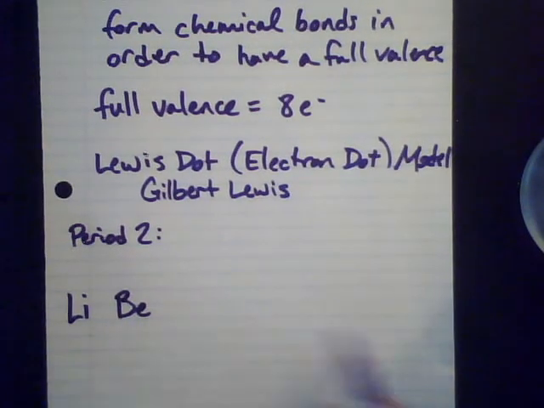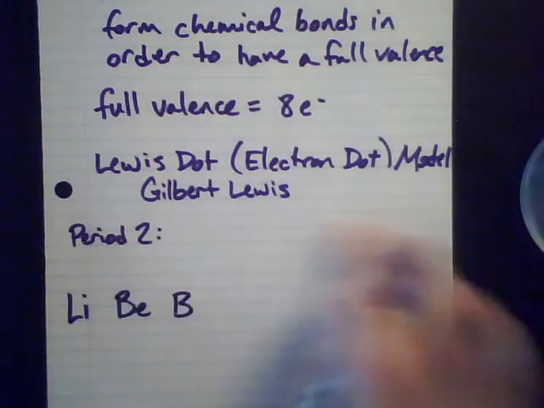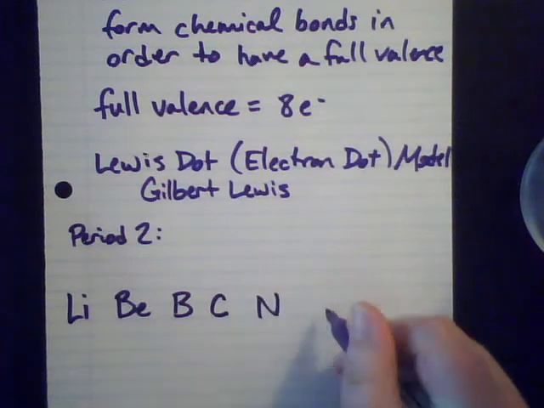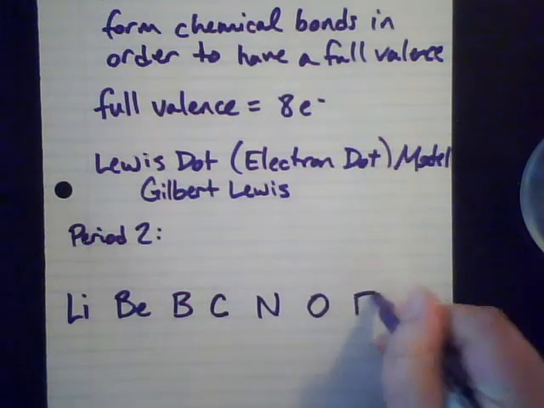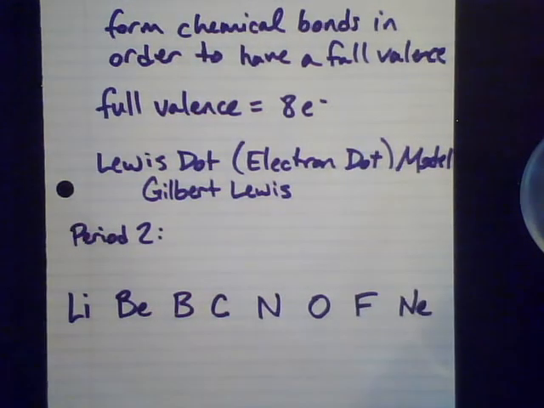So when you skip over the transition metals, you end up at 13 or 3A. And so you end up with boron, and then you have carbon, and then nitrogen, and then oxygen, and then fluorine, and then neon over there in your noble gases. So this is my whole period 2.